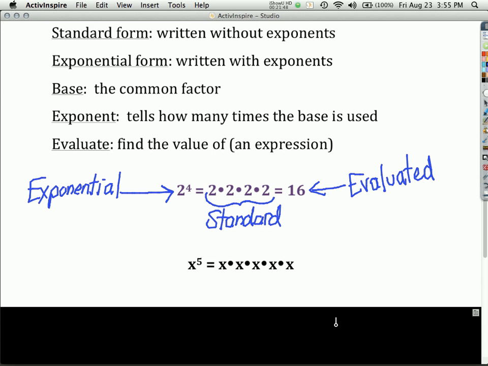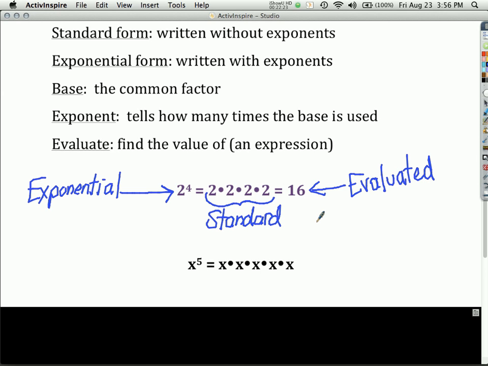So now you're going to be working with algebra. And so here's what it looks like in algebraic terms. So instead of a number as the base, we have a variable as the base. So you see that standard form looks very similar to standard form with numbers. Exponential form looks very similar as exponential form with numbers. But you will notice that there's no value. You can't evaluate this unless you knew what x was supposed to be. So you can evaluate when there's numbers, but you can't evaluate with letters.